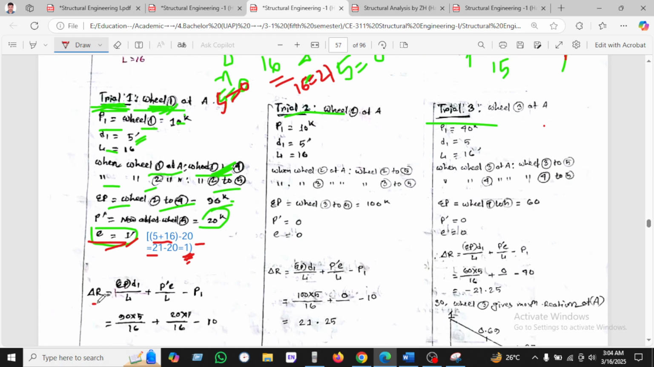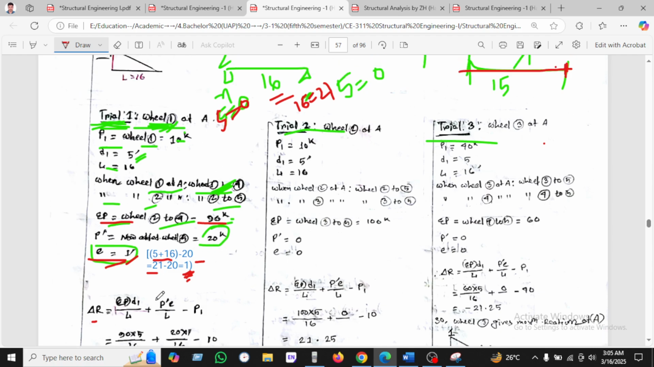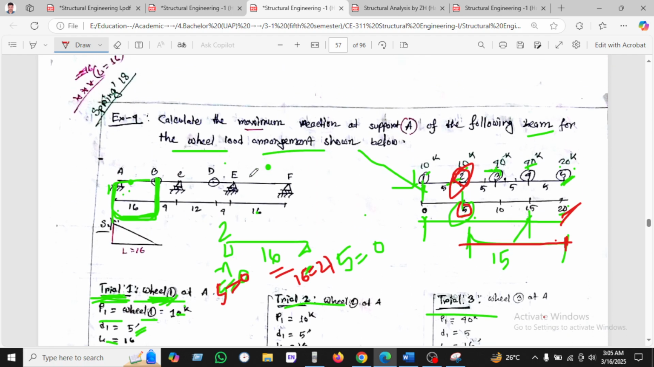I will see again, okay. Summation of R equal to summation of PD, we have found summation of PD 90, and D1 we have found is 5, and L we have known the 16, as given in question, so it will be not given. So our diagram will be only this diagram, not this diagram. This diagram will not be used, okay.